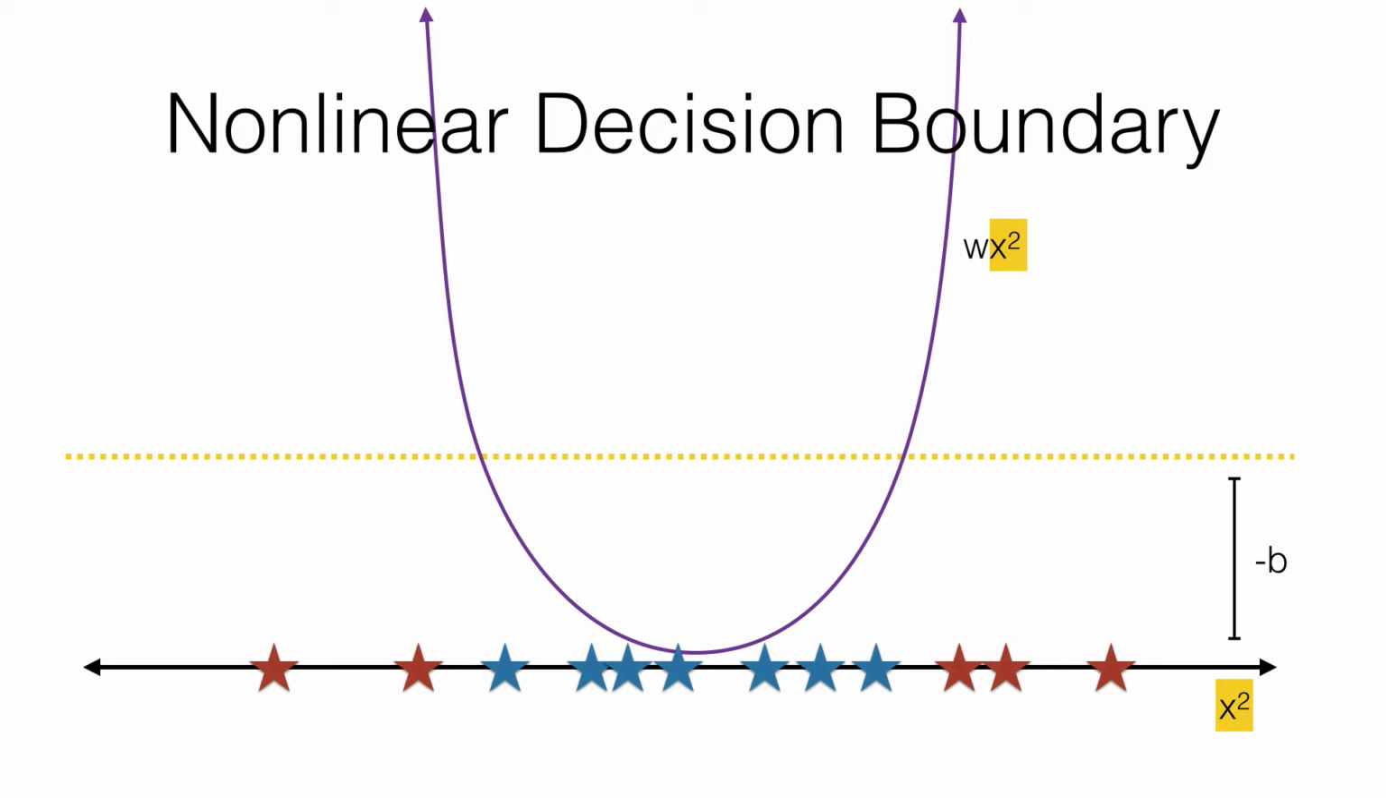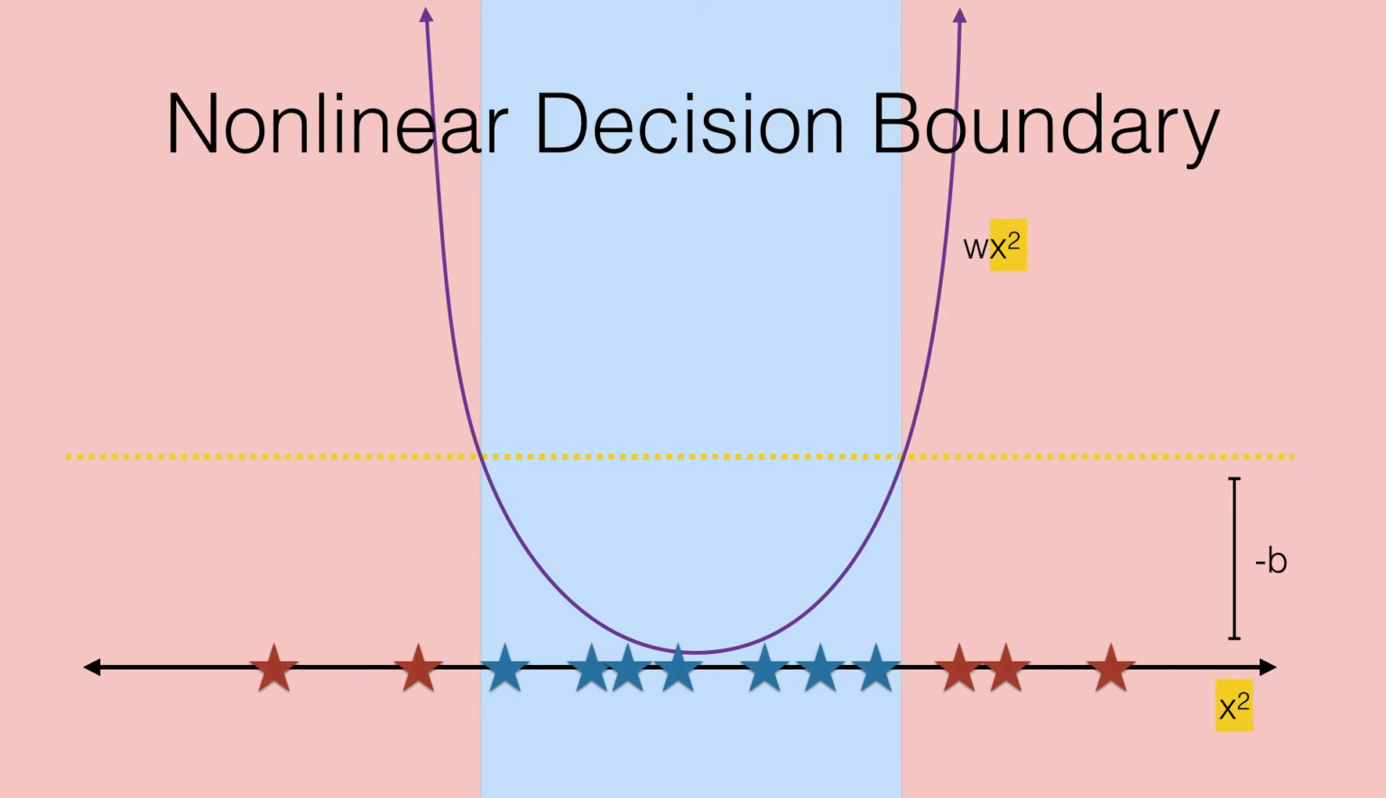So if we again threshold by the bias, on the left we're going to predict positive, and on the right we're going to predict positive, and then in the middle we'll predict negative. So by considering the squared value of the input, we are able to fit something that wouldn't be possible with just a linear separator. Another way to think of this is that we're mapping to a different feature space, which could be higher dimensional or lower dimensional, and then using a linear classifier in that space.